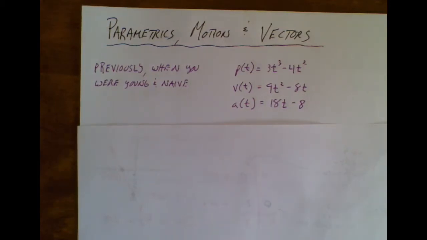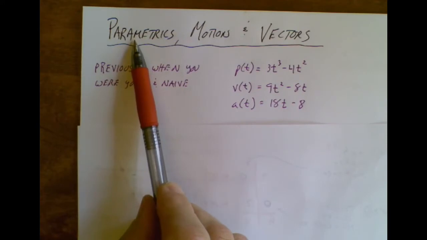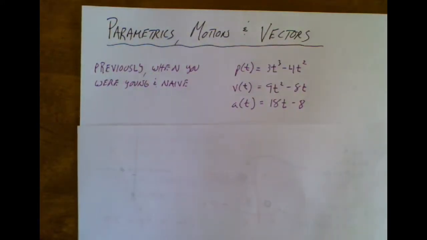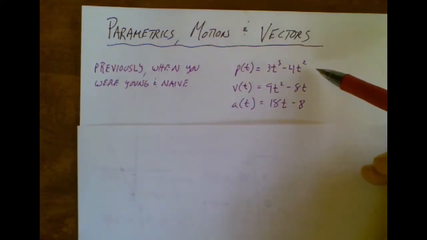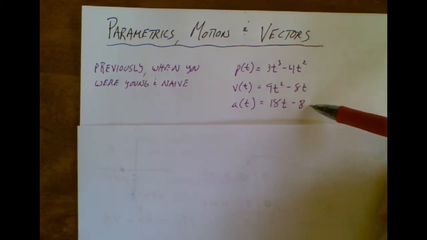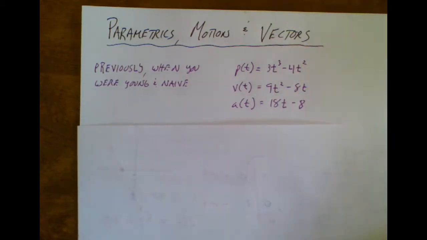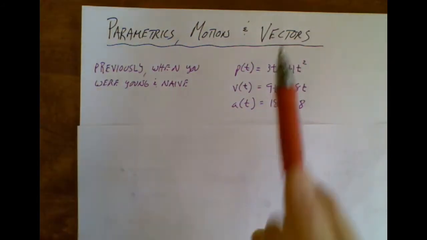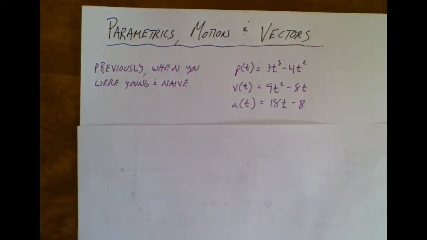So now you're in the world of parametrics, and we're entering into the world where parametrics combines with motion and vectors. But let's think back to when you were young and naive. Remember when you used to use position functions, velocity functions, and acceleration functions in rectangular form? Well, we're going to use this to create an analogy to hopefully help you understand vectors if you don't already understand vectors.